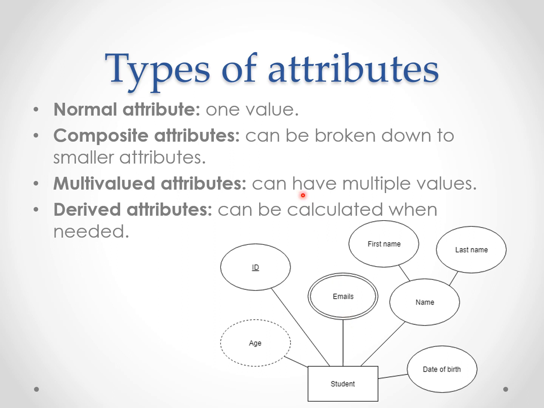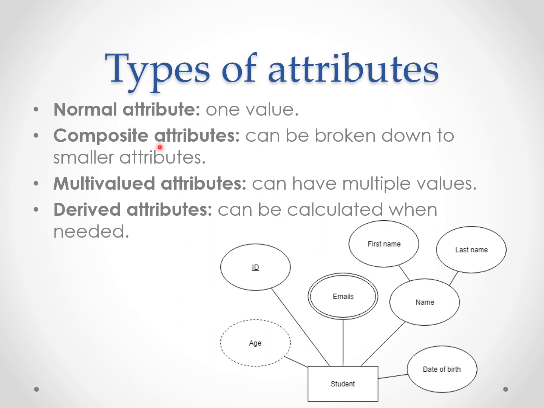Okay, so let's see what those different types of attributes mean. First, we have a normal attribute. It's any attribute with one value. For example, your date of birth. You're born on the 1st of January 2001, for example. It's just one value. You don't have two birthdays, for example.